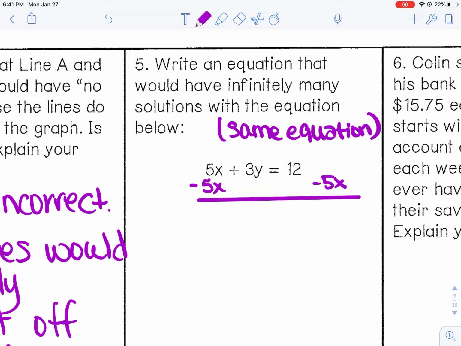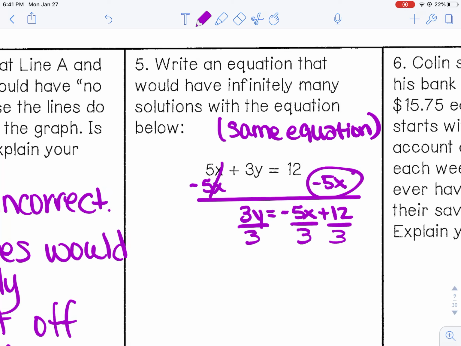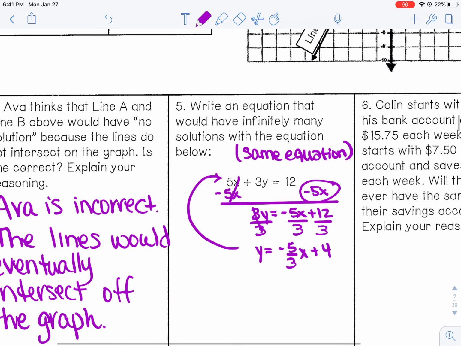And again, I'm putting that 5x over to the side because I don't want you to tell me the answer is 7x over there. They are not like terms. You cannot combine them. And that's your x term, so that's going to go first. And we're going to divide everything by 3. Okay, and 3y divided by 3 is 1y. Now, -5 divided by 3 is not a pretty number. And it's very ugly repeating decimals. So we're going to leave it as -5 over 3x. But 12 divided by 3 is a pretty number, so there we go. So this is an equation that would have infinitely many solutions with that equation right there.